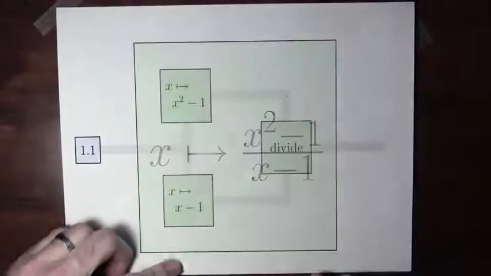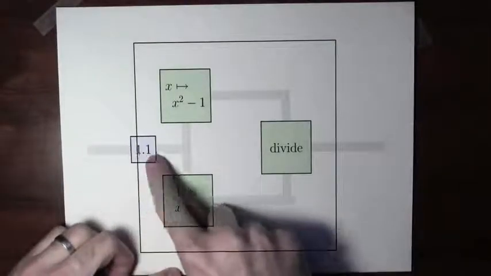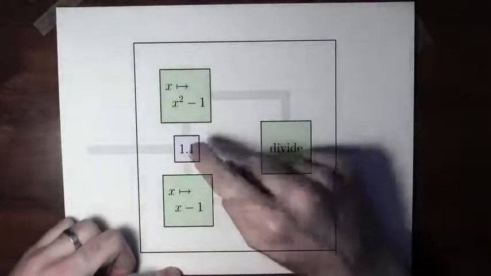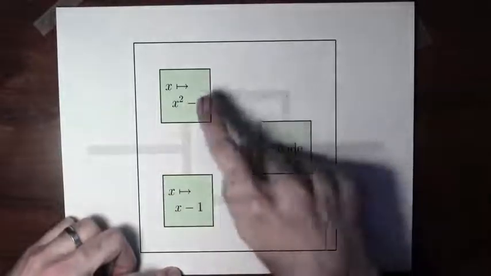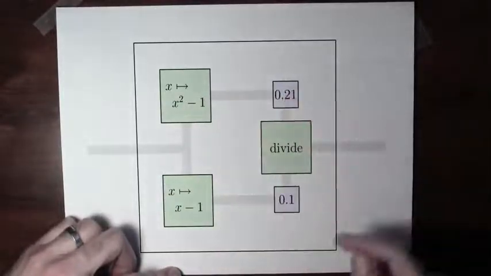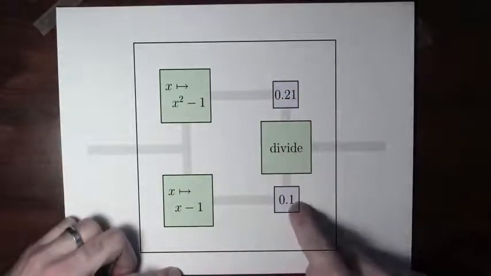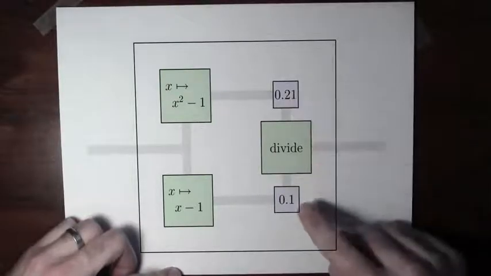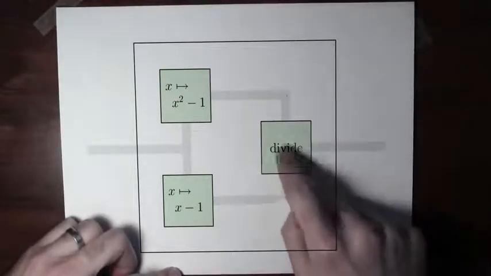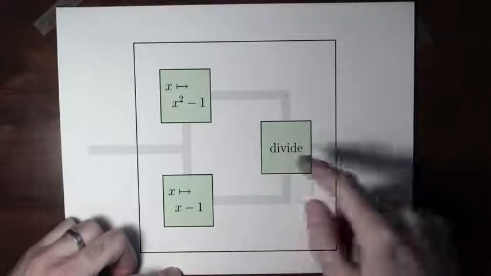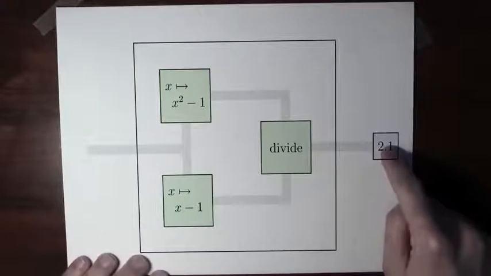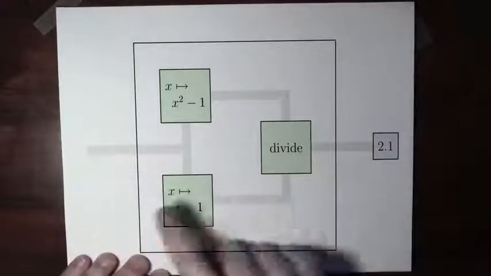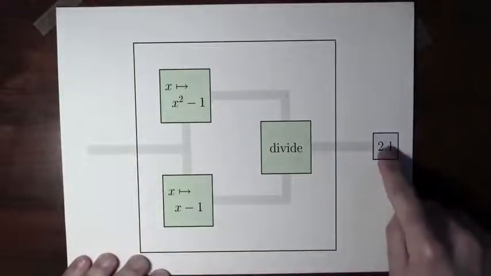I'm going to open up the function again. I'm going to take 1.1 and plug it into the function. Now, 1.1 is going to be evaluated in the numerator and the denominator. 1.1 squared minus 1 is 0.21, and 1.1 minus 1 became 0.1. Now 0.21 and 0.1 are going into the division, and 0.21 divided by 0.1 is 2.1. So when I evaluate the function at 1.1, I get out 2.1.